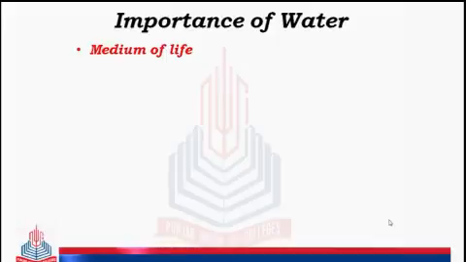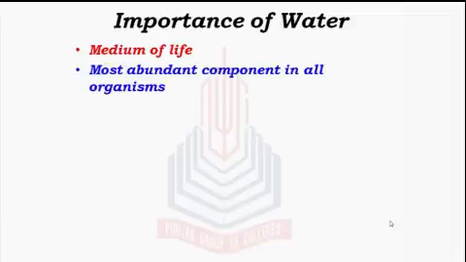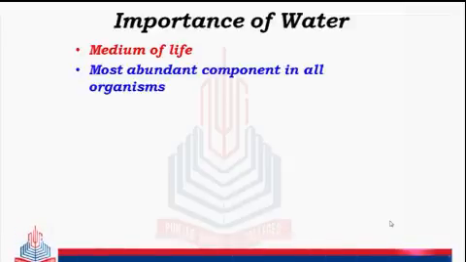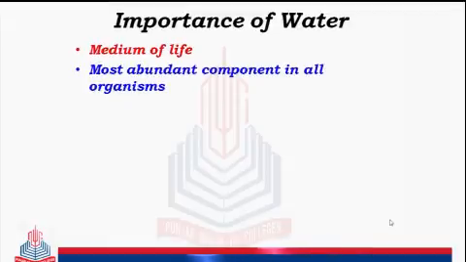Why is it a medium of life? Because all types of things, all types of processes, and all types of reactions need water to complete. It is the most abundant component in all organisms. Wherever we are walking, wherever we are going, we have water in a big concentration, even in the bodies of organisms. In human beings, 90% water is there in their body structure, and similarly other organisms have a large amount of water in order to maintain their structures and functions. So that's why it is most abundant throughout the organisms.